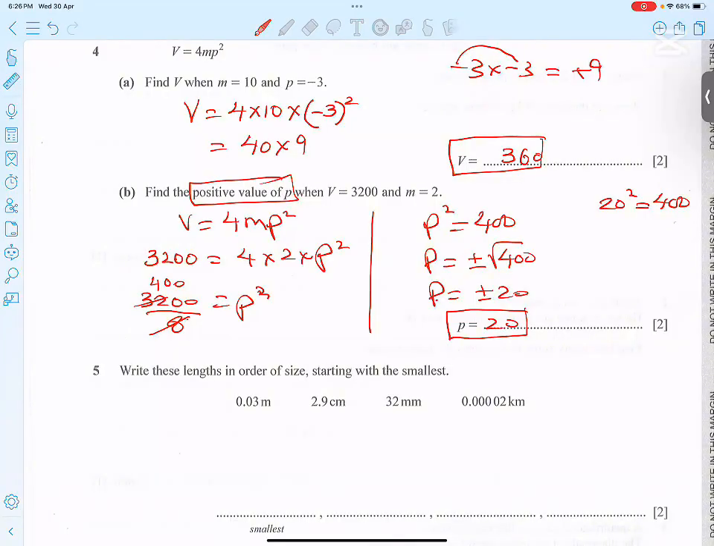Write down these lengths in order of size, starting with the smallest number. These kinds of questions come regularly in exam papers. So what is our smallest number? Okay, he's very clever, given kilometer, meter, centimeter, and meter.